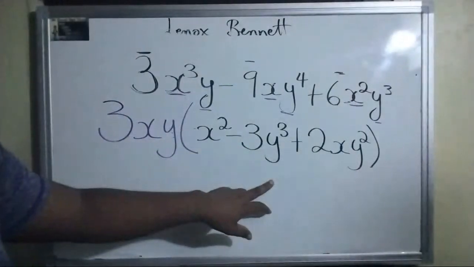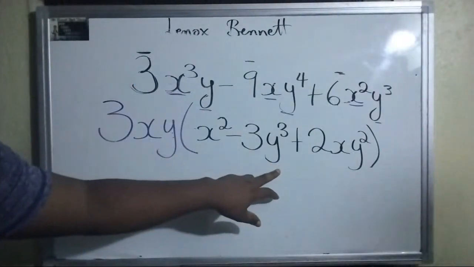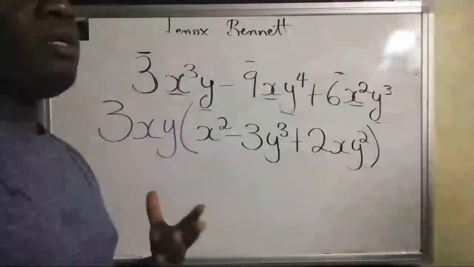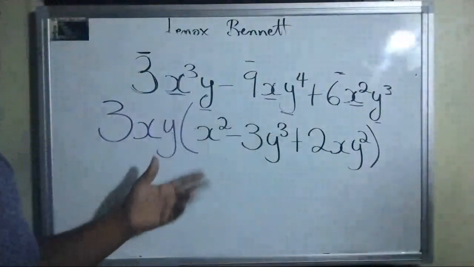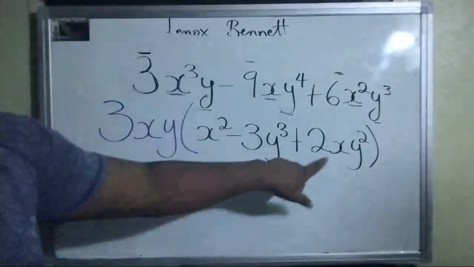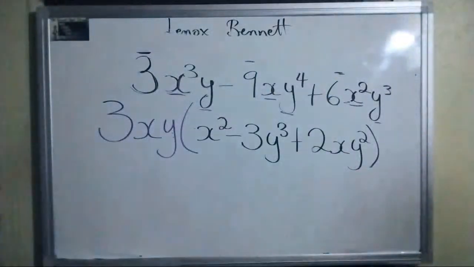y1 times y3, that's y4. Because remember, when you're multiplying, it's as if you're adding the powers. So it will be plus that. 3 times 2, 6. X times x, x squared. Y times y squared, y cubed.